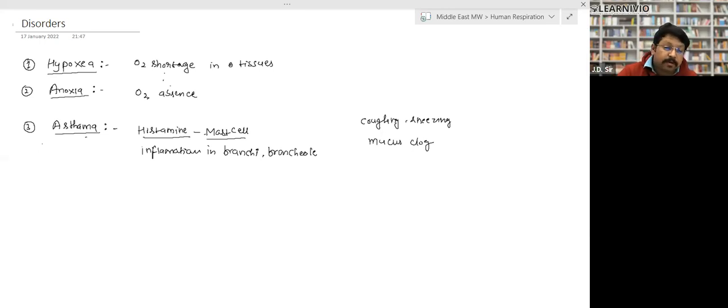This is important for both school as well as your medical exam. The next disorders are occupational respiratory disorders. They are very important. They have been asked multiple times.